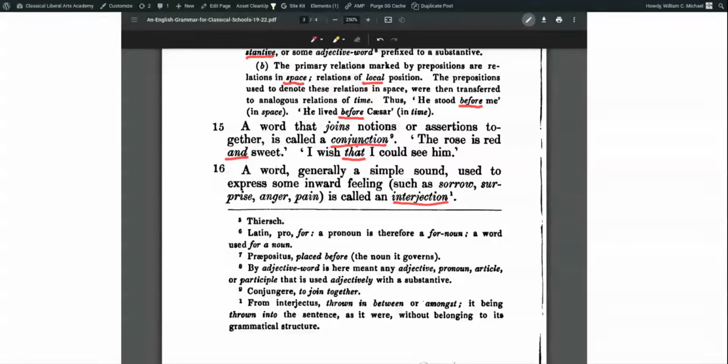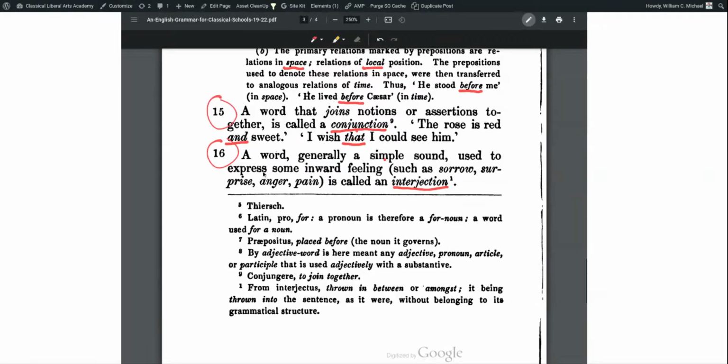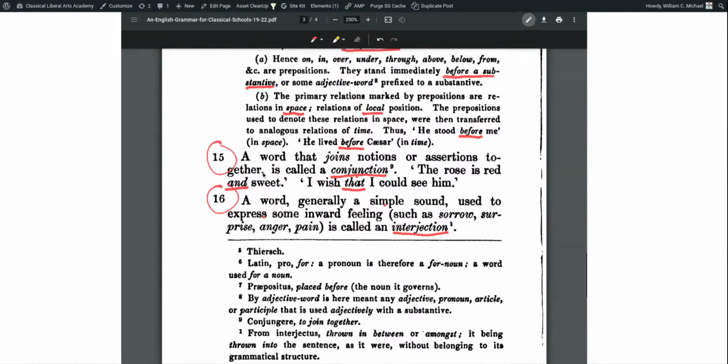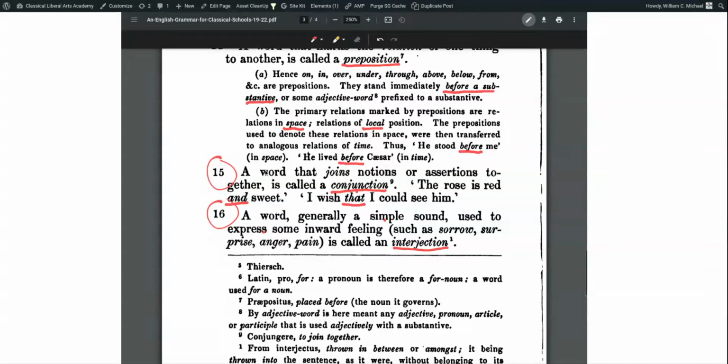You're going to need to go back through these and memorize each of these definitions because they're very important. All of these rules that have the numbers set next to them in this lesson should be memorized. So memorize the definition of each of the parts of speech.